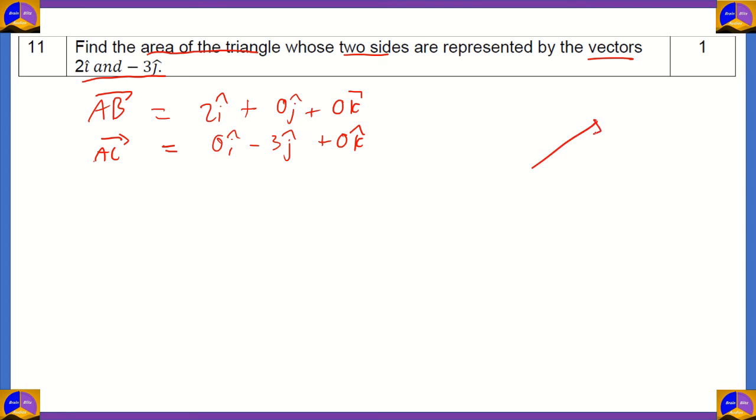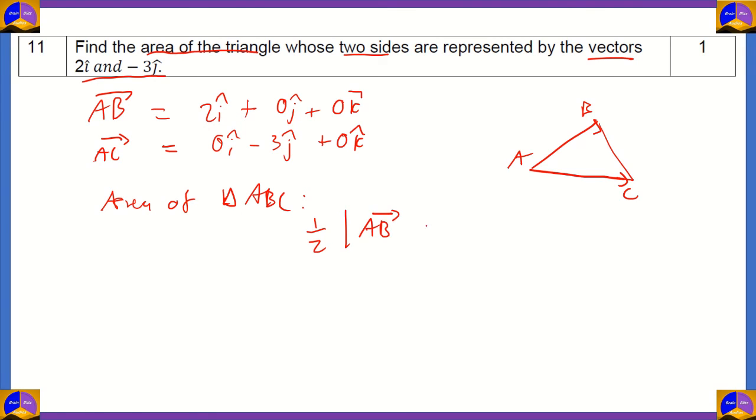So what have I done? What I've done is that I've taken these two vectors, AB and AC, as two sides of a triangle. So when you have two sides of a triangle given to you, then the area of the triangle ABC here is equal to half times the cross product of the two vector sides. So in order to do this question, let's find out the cross product of AB and AC.